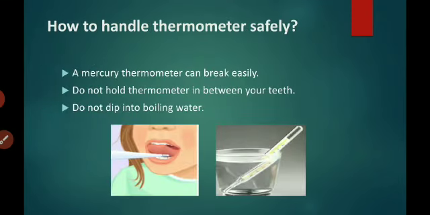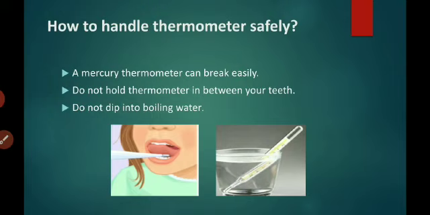Here we have some precautionary measures to handle a thermometer safely. As we all know, a mercury thermometer can break easily because it is made up of glass. Do not hold a thermometer in between your teeth because there is mercury inside the bulb, which is very poisonous for human health. Do not dip a glass thermometer into boiling water, as it is used to measure the temperature of the human body. Do not dip it into boiling water.